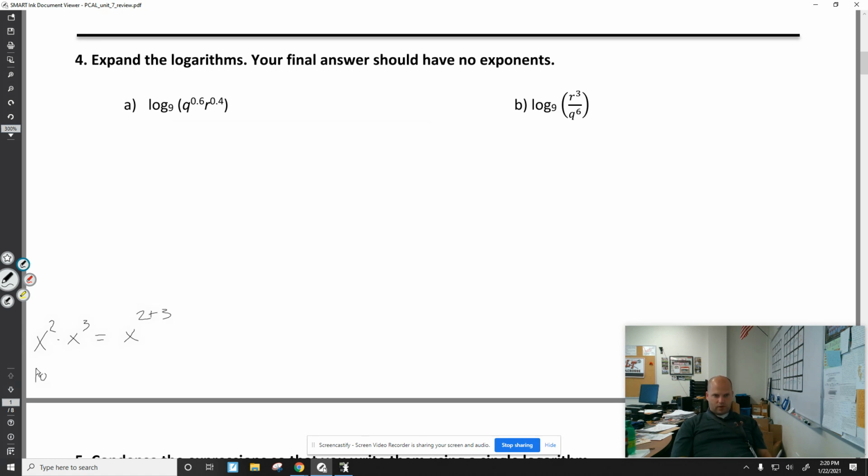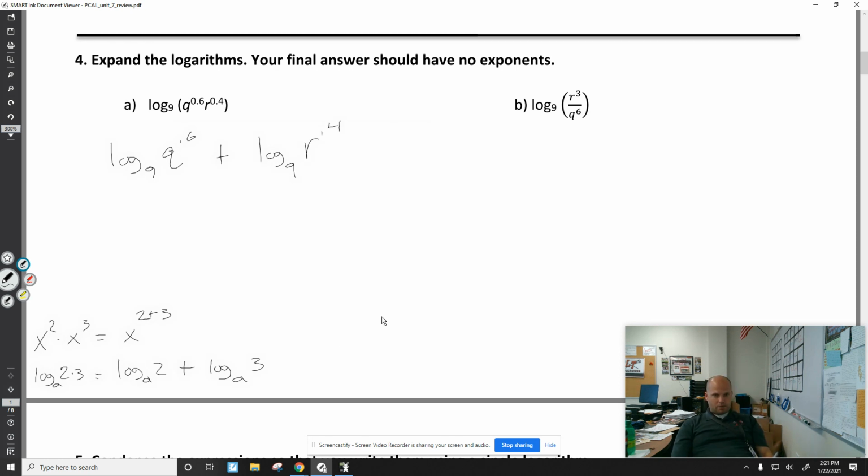Same with logs. If you have log, say, a of b times c, or 2 times 3, you'd have the log base a of 2 plus the log base a of 3. It's a whole 2 plus 3 kind of thing with exponents and logs. So the first thing I'm going to do is separate these two things being multiplied together. It's log base 9 of q to the 0.6 plus log base 9 of, that's a 9, not a g, of r to the 0.4.